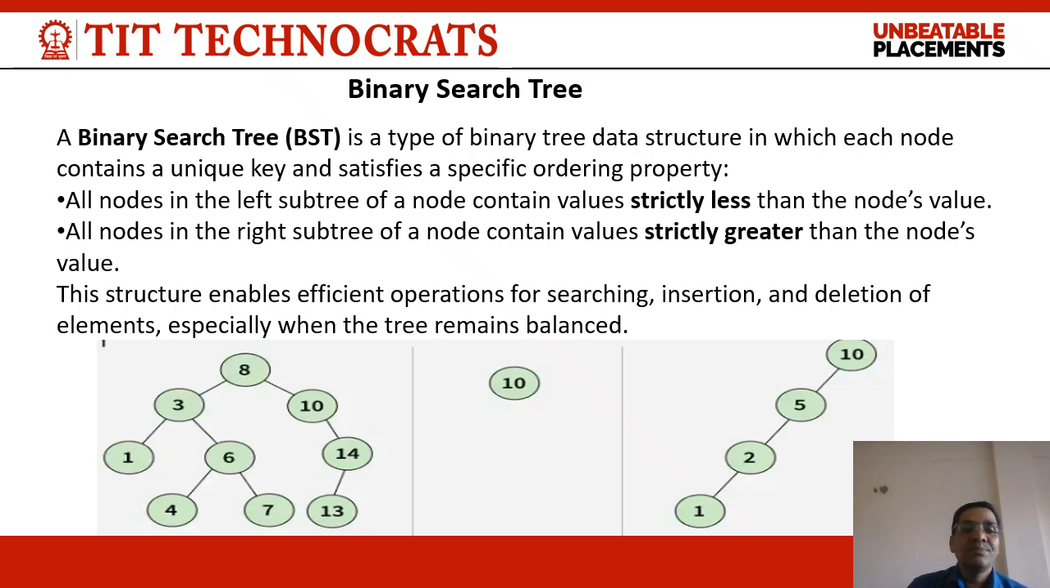The properties of binary search tree are: all nodes in the left subtree of a node contain values strictly less than the node's value, and all nodes in the right subtree of a node contain values strictly greater than the node's value. This structure enables efficient operations for searching, insertion and deletion of elements, especially when the tree remains balanced.